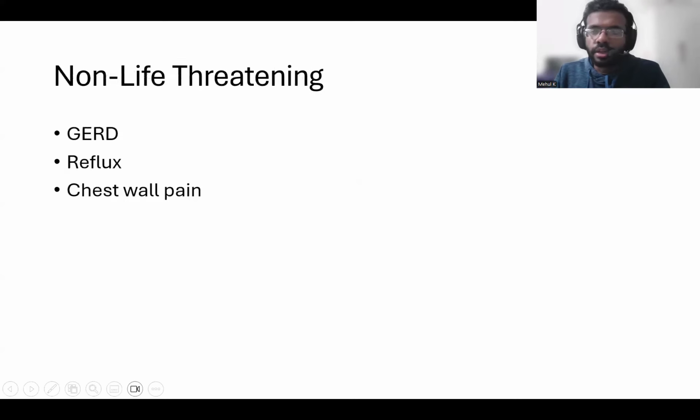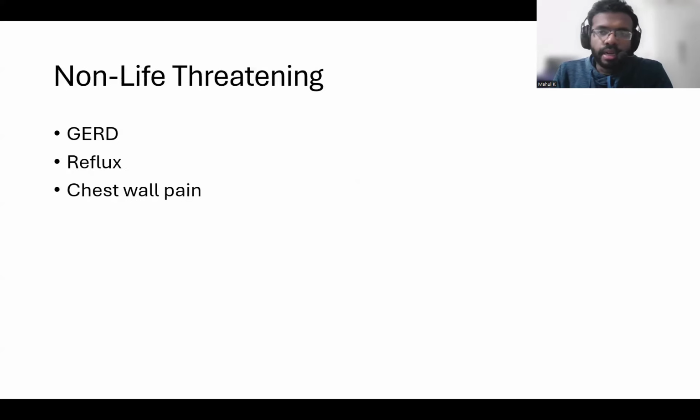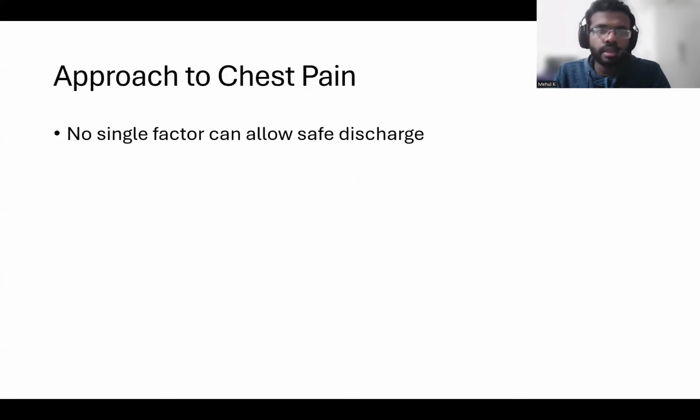Non-life-threatening causes include your gastroesophageal reflux disease and your chest wall related pains, like any kind of muscle pain of the chest. So those are obviously not life-threatening, and they are going to get discharged very quickly. But the problem is that it is very difficult to actually differentiate life-threatening and non-life-threatening causes of chest pain. And esophageal pain can actually sound very, very similar to the usual myocardial pain as well, and they can be very difficult to differentiate. So that is the whole problem with the management of these patients, is that no one single factor can actually allow safe discharge.